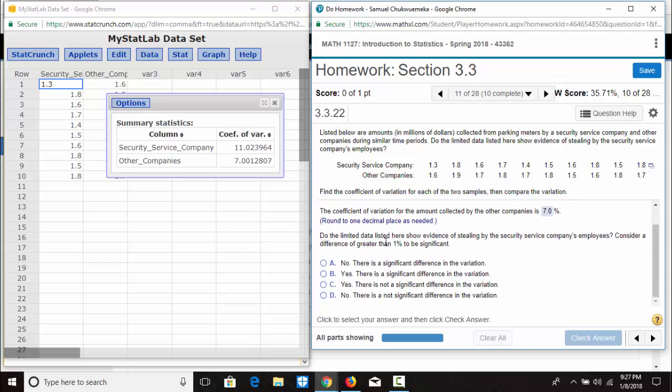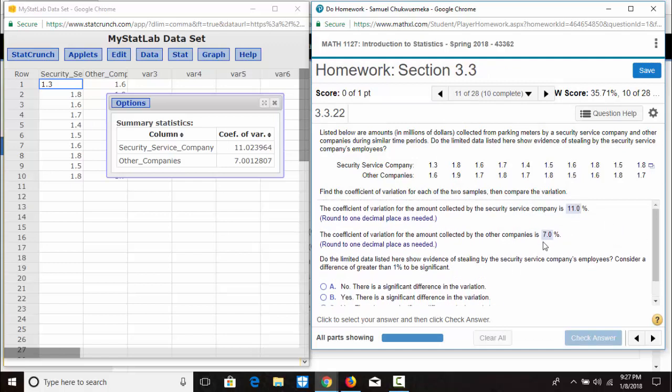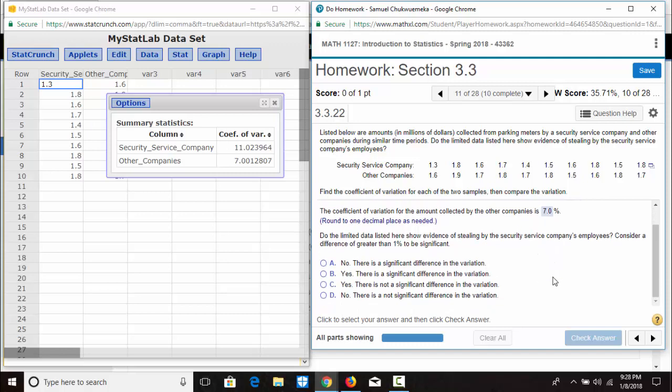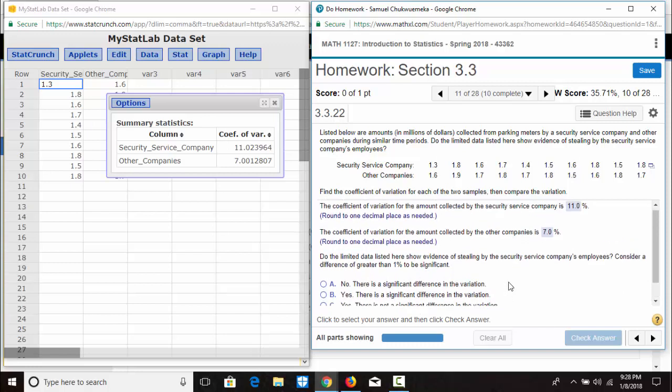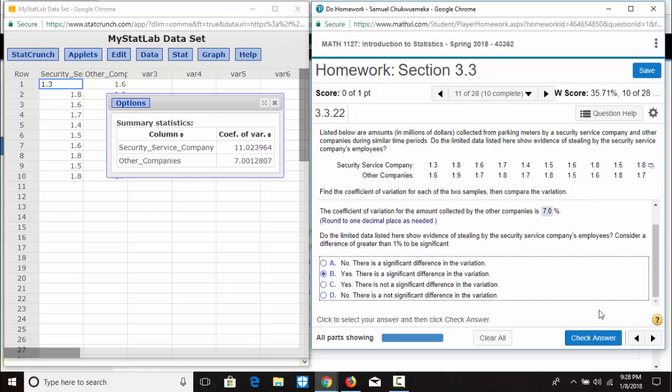Do the limited data listed here show evidence of stealing by the security service company's employees? Consider a difference of greater than 1% to be significant. Of course, the difference here is 4% approximately. So it is significant if we are considering a difference of greater than 1% to be significant. So yes, options A and D, we eliminate them. Yes, there is a significant difference in the variation. Yes, B. Okay.